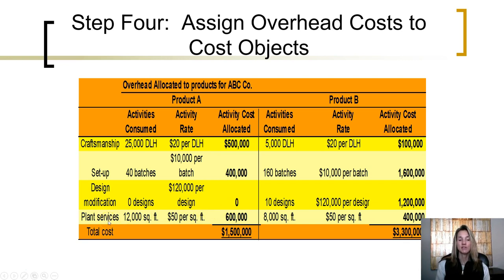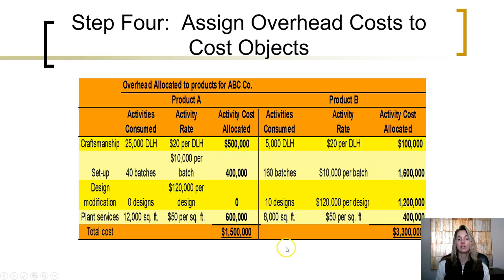Plant services is the final cost pool. 12,000 square feet were used by product A at a predetermined overhead rate for that cost pool of $50 per square foot. $600,000 will be allocated to product A. Total indirect costs allocated to product A under activity-based costing, $1.5 million.